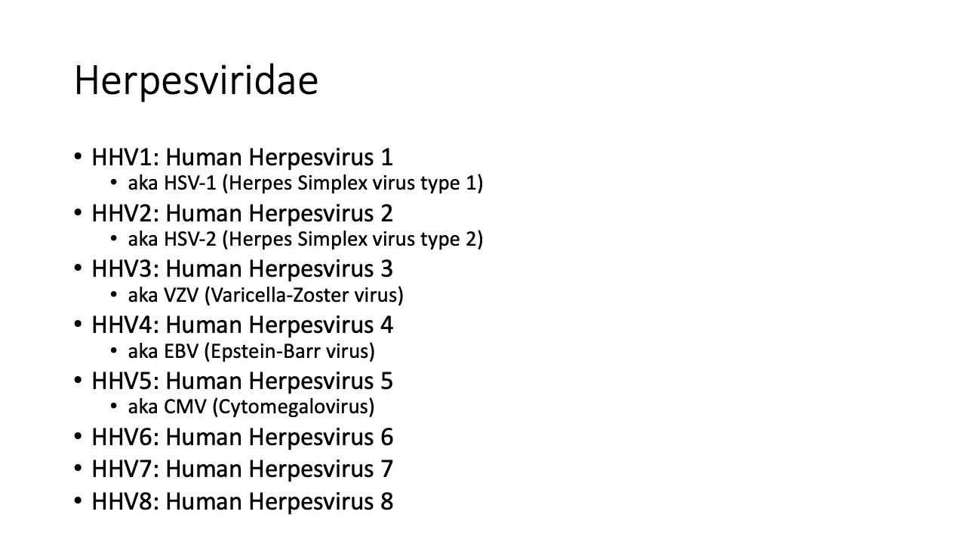HHV1, which is human herpes virus 1, is also known as HSV1 or the herpes simplex virus type 1. Similarly, HHV2 or the human herpes virus 2 is known as HSV2 or herpes simplex virus type 2. Human herpes virus 3 is varicella zoster. Human herpes virus 4 is the Epstein-Barr virus. Human herpes virus 5 is CMV or cytomegalovirus.